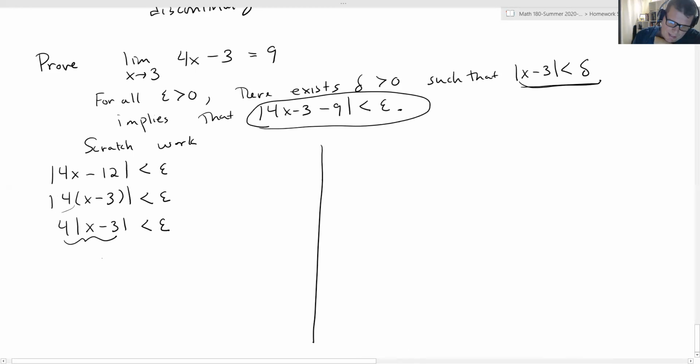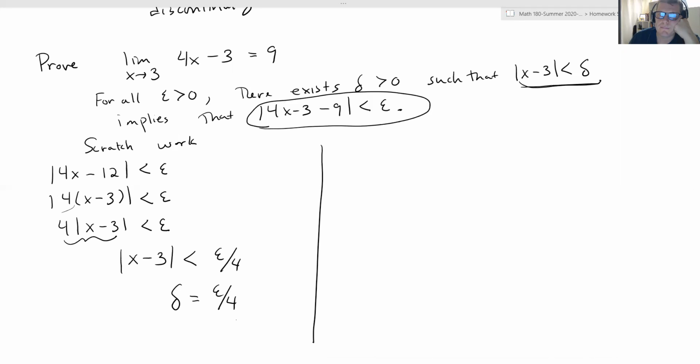Okay, so this is going to give me |x − 3| < ε/4. So what I'll do then is let δ = ε/4. That's the entirety of my scratch work. Basically, I want to transform the epsilon inequality into the delta one, and whatever you end up with for the right-hand side of the equation, that's your delta. You let delta equal that.